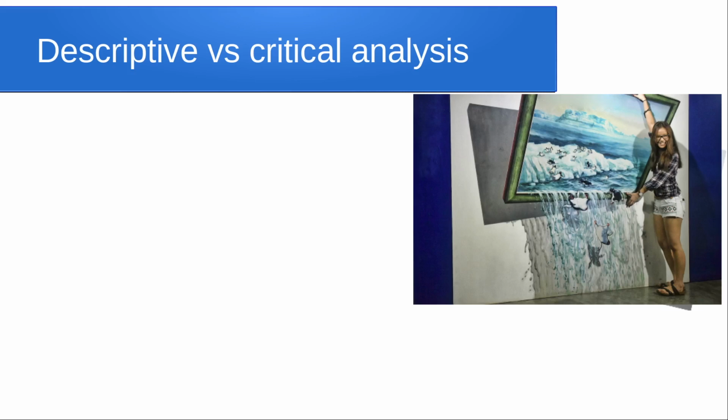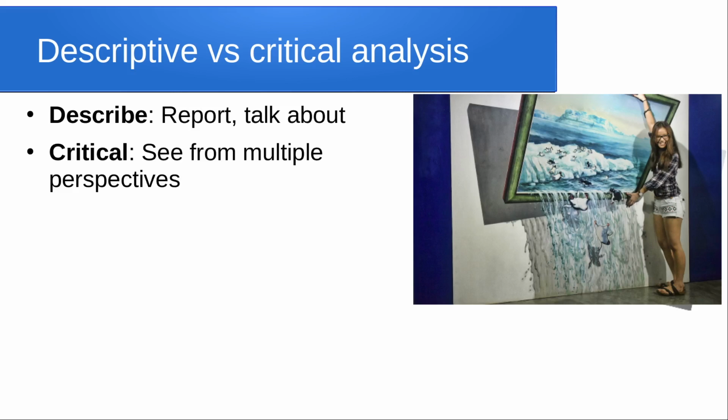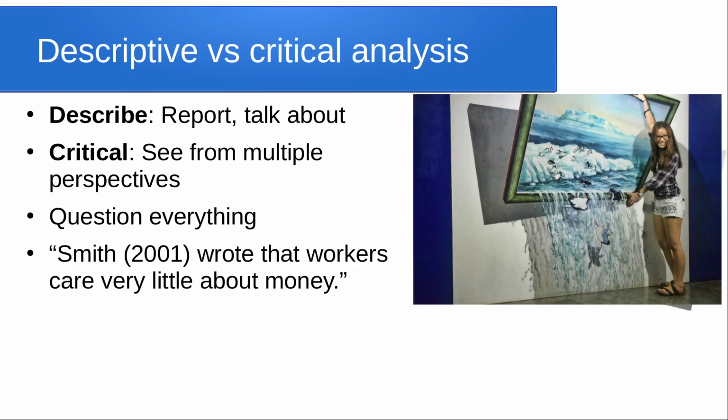To describe means to report something, to talk about something, but to be critical means to do it from more than one perspective. Could be 2 or 3 perspectives, or maybe even more, but generally you have a limited amount of space. Critical also means to question everything. Just because one person says it's true doesn't mean it's true. So we want you to be able to see that.